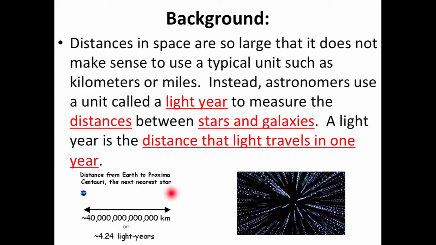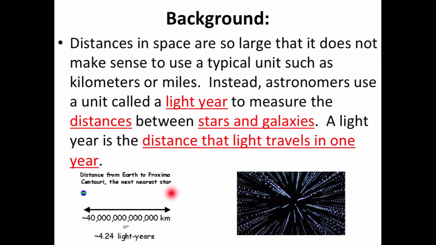All right, so let's go over some background. Distances in space are so large that it does not make sense to use a typical unit such as a kilometer or a mile. Instead, astronomers use what is called a light year. A light year is a measurement of distance. That is so important for you to know because whenever people hear light year, guess what they think? That it's a unit of time because it has the word year in it. But a light year is actually the measure of distance between stars and galaxies. Pretty much anything that is outside of our solar system, we're going to use a light year for. Anything inside our solar system, we would use what is called an astronomical unit.